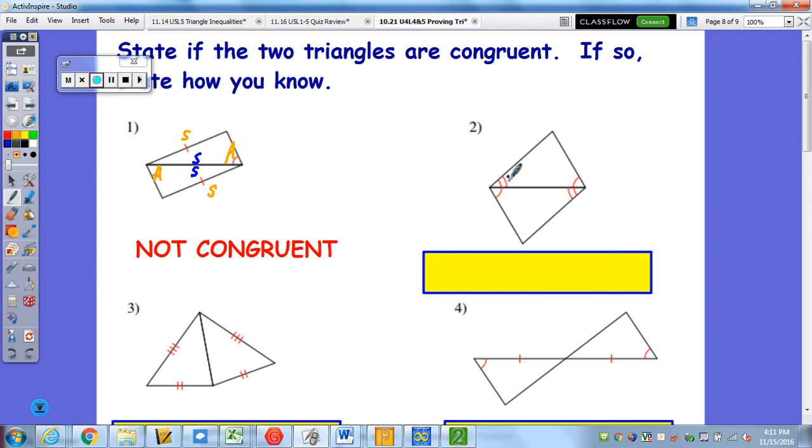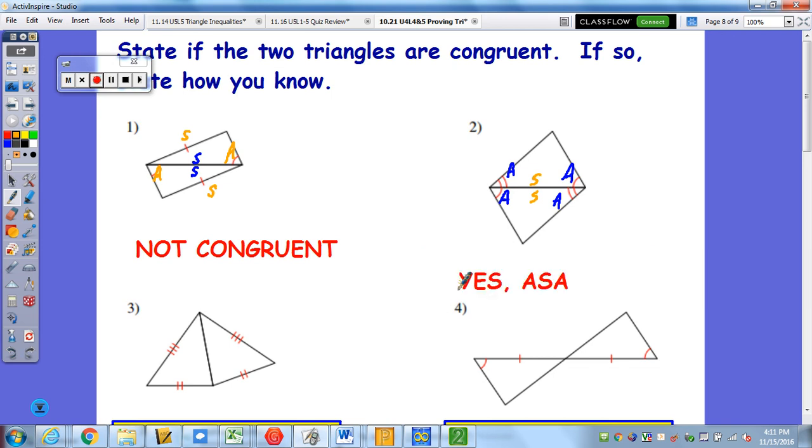Number two, I can see that this angle right here is congruent to this angle. This angle right here is congruent to this angle. And that included side between the two triangles is congruent to each other as well. So therefore, these two triangles are congruent by angle, side, angle.